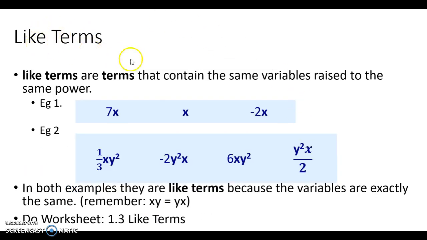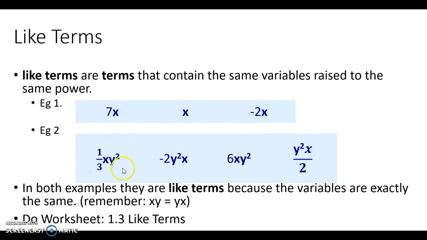Like terms. Like terms are terms that contain the same variable raised to the same power. For example, 7x, just x on its own, which is actually 1x, you can always put the 1 in if you want to, and negative 2x. These three are all like terms because they all have the same variable x in them.